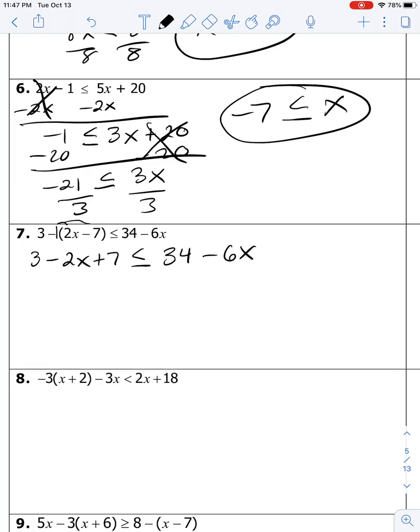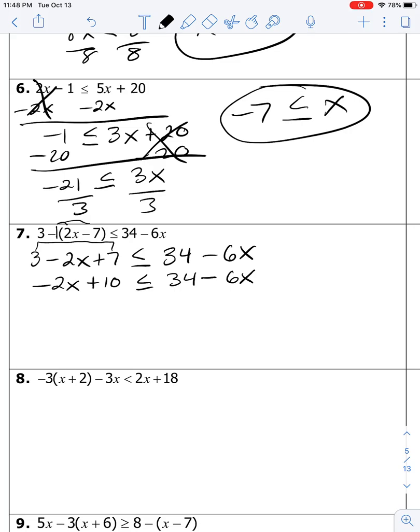Drop down the 6x. We've got 2 terms on the right, but we've also got 3 terms on the left. We don't want that. Remember, we want 2 and 2. So we need to combine like terms on the left side. We can combine these two right here. 3 plus 7 is 10. I'm going to go ahead and drop down my 2x, and then I'm going to put plus 10, because that's a positive 10. And the other side just drops down. Whoops. That would be a negative right there.